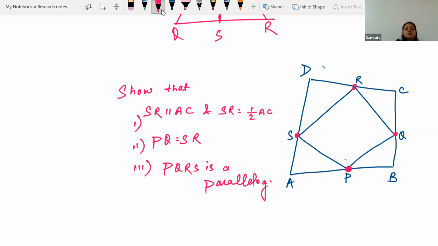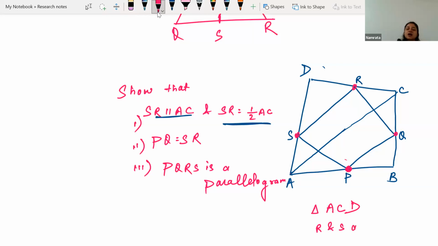Let's do one by one. The first part says we have to show that SR is parallel to AC. Where is AC? AC is nothing but the diagonal AC. We have to show that SR is parallel to AC and SR is half of AC. So we can say that in triangle ACD, R and S are midpoints.